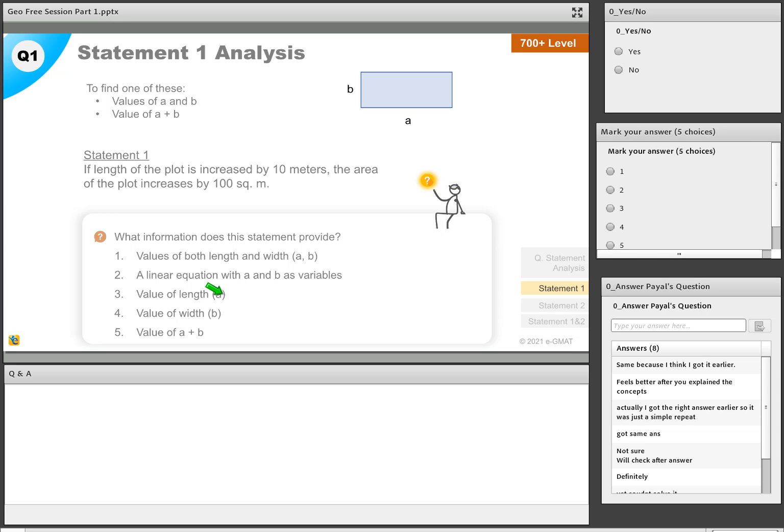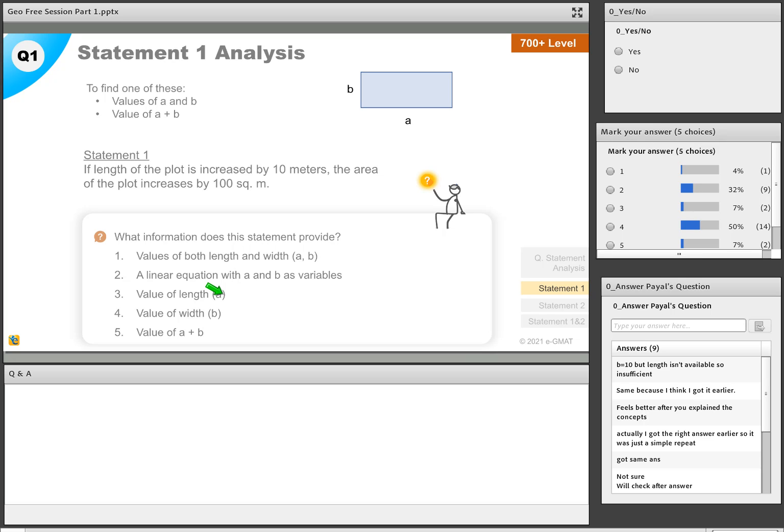Value of b. Some of you are saying linear equation with a and b as variables. Is that it? Did you not get something else? People who are selecting any choice other than choice 4, you haven't done an appropriate level of analysis of statement 1. I'm going to show you the analysis. So that's the feedback for you. You haven't analyzed statement one completely.